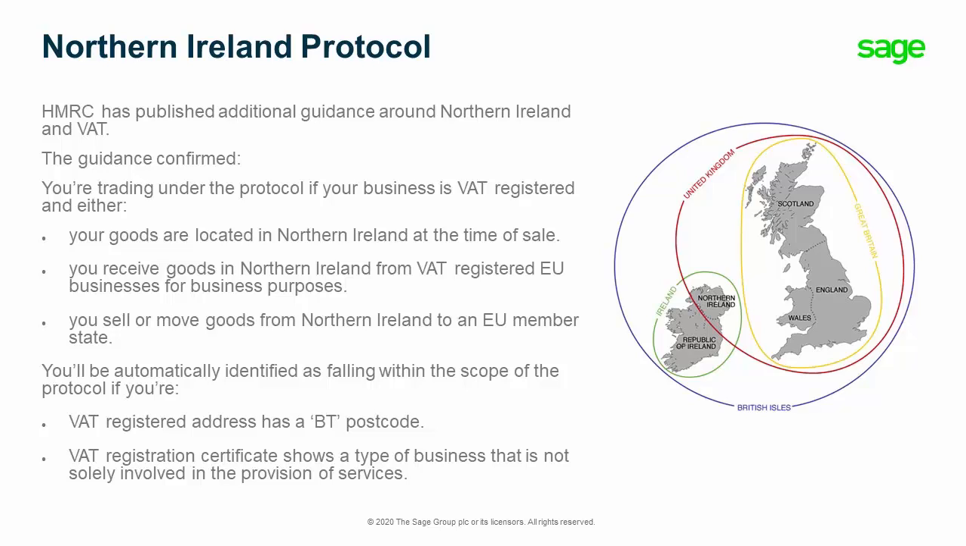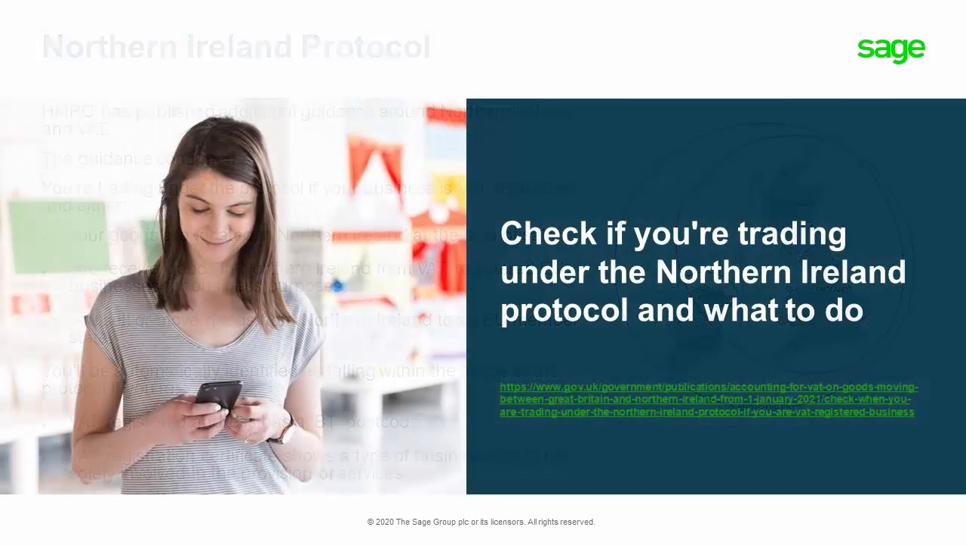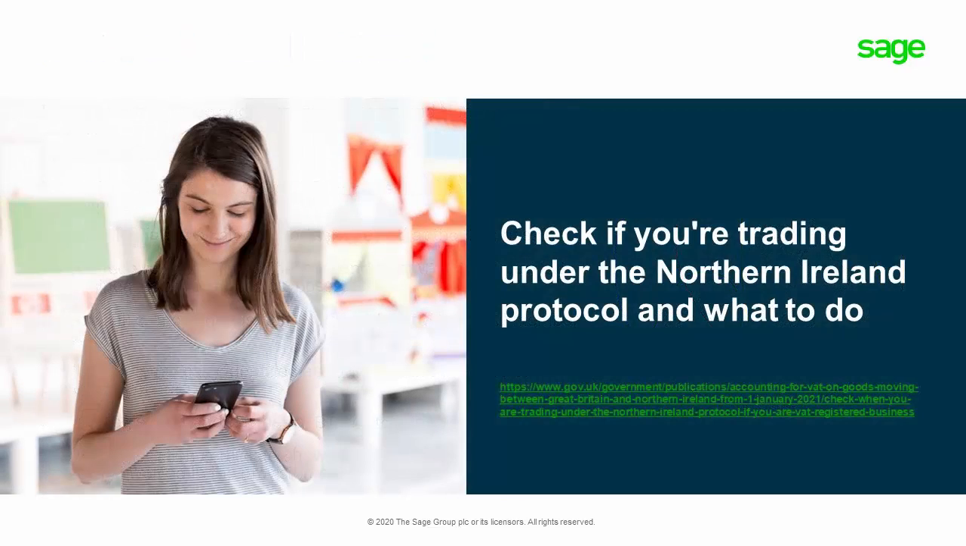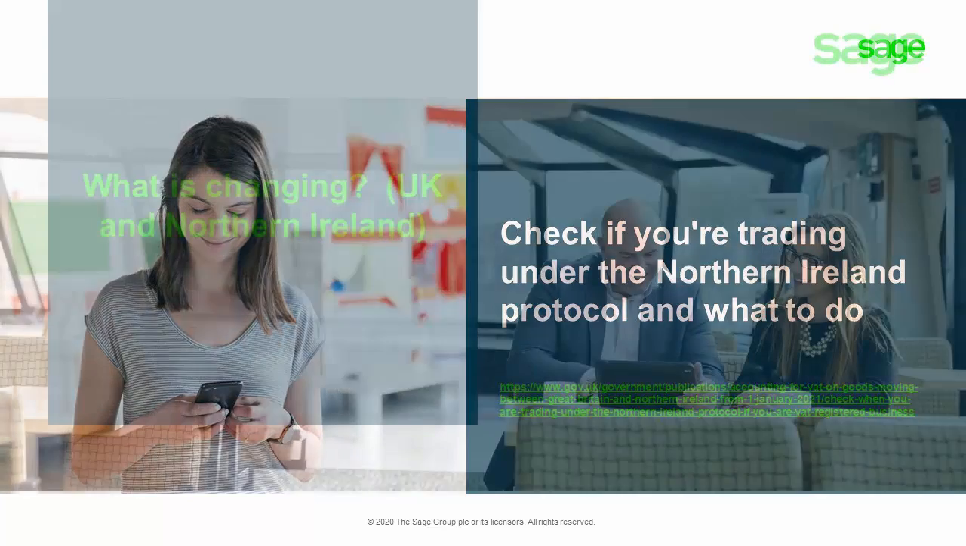You'll be automatically identified as falling within the scope of the protocol if your VAT-registered address has a BT postcode, or VAT-registered certificate shows a type of business that's not solely involved in the provision of services. To check if you're trading under the Northern Ireland Protocol and what to do, there is excellent guidance on the gov.uk website via the link you can see on screen.